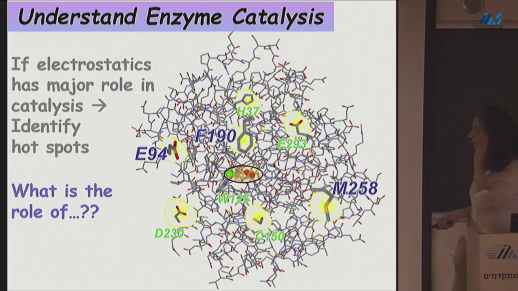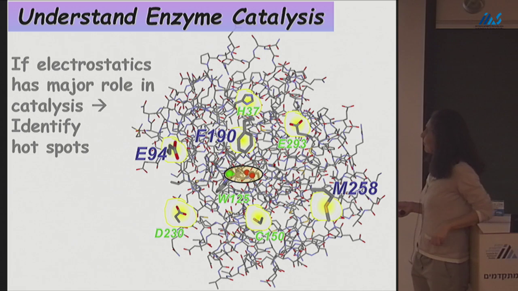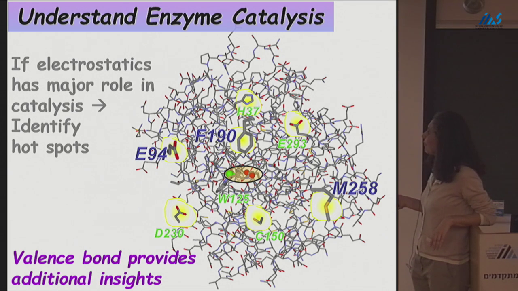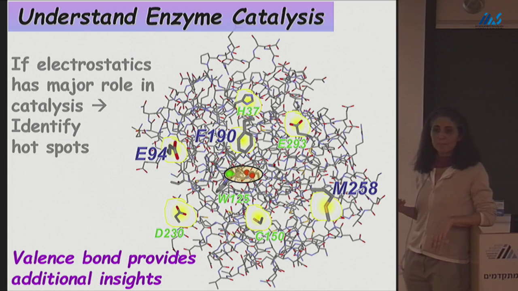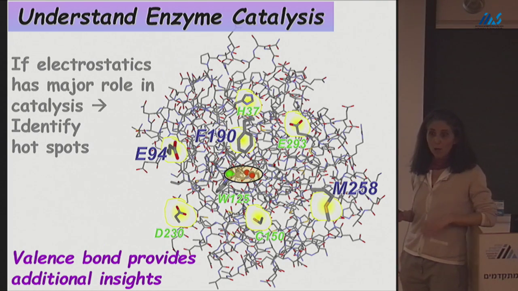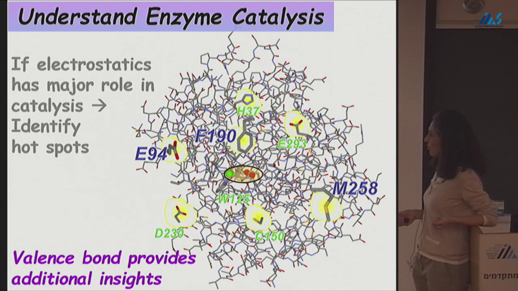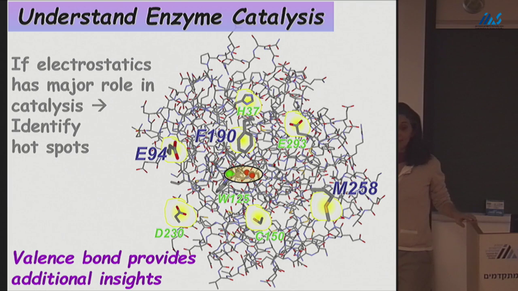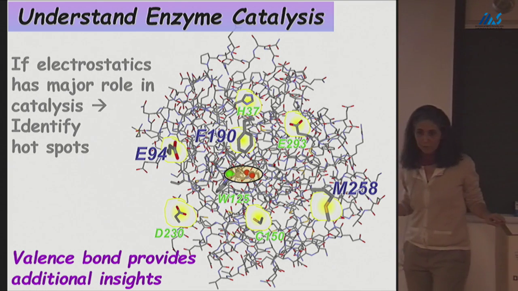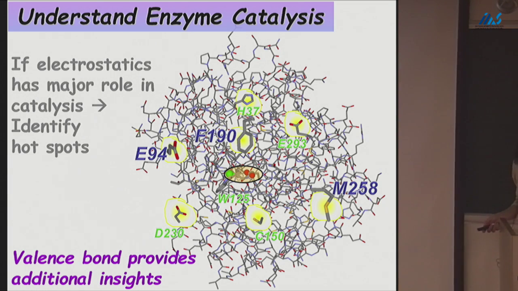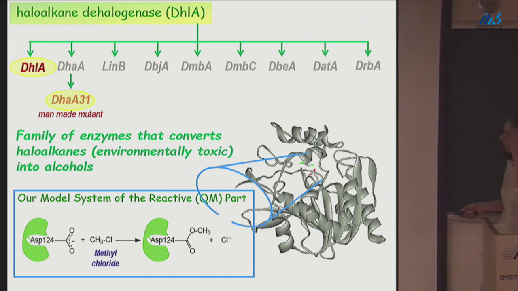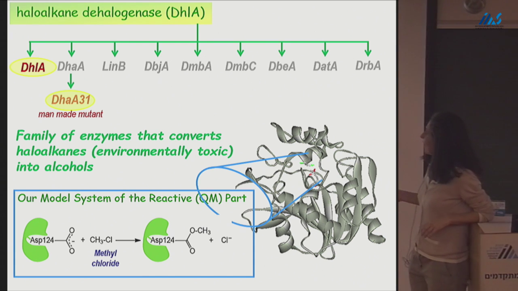Now, recently, various researchers have shown that if electrostatics has a major role in catalysis, then it is possible to identify what we call hot spots. What I will try to show is that using valence bond, we can provide additional insight into these hot spots. This is the system that I will focus on.